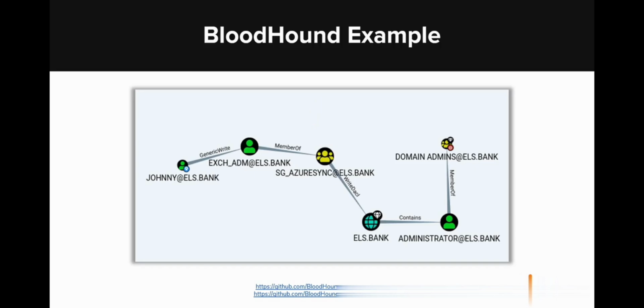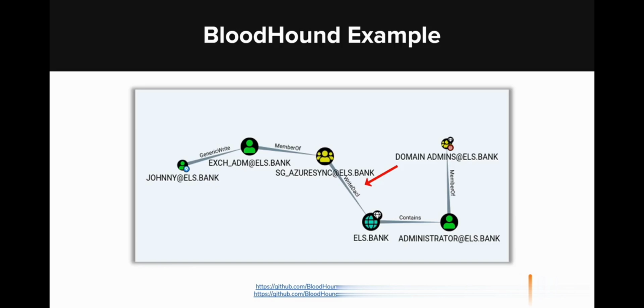SG_Azure Sync. And this group, SG Azure Sync, in Active Directory, you can actually see that users are shown as a green single user identity, while groups in the diagram are multiple identities shown in yellow. So SG Azure Sync is a group, and that group has certain rights on the domain object.